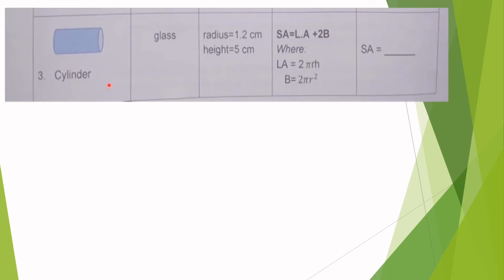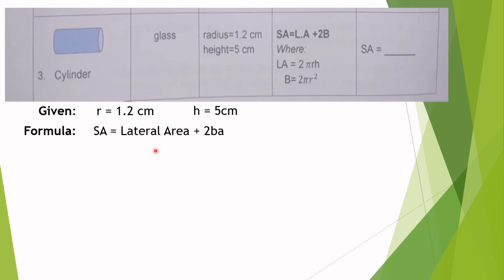Number 3, we have cylinder. It looks like a glass. So for our given, we have radius is 1.2 centimeters and height is 5 centimeters. And for our formula, we have SA is equal to the lateral area plus 2 bases.